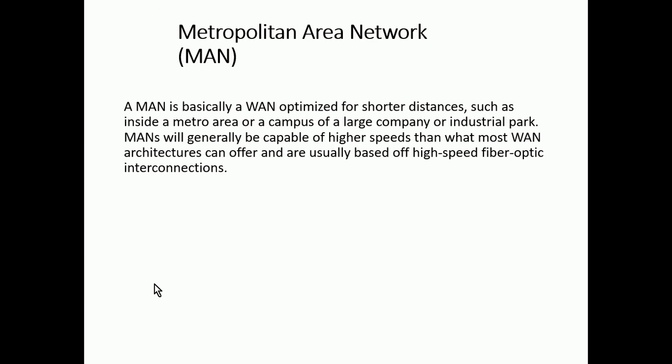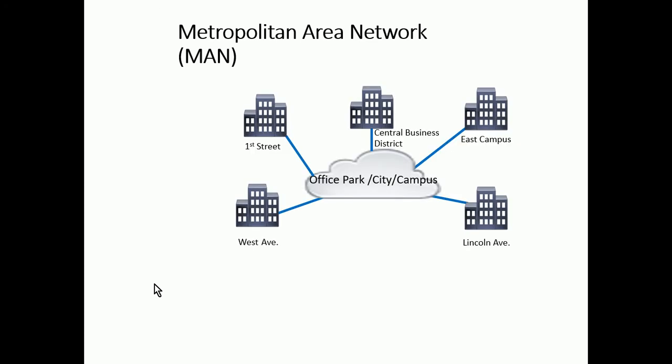And there are even other types of networks, like a metropolitan area network, which could be, for example, a city or a campus or an office park that has many buildings all interconnected. So those would be examples of metropolitan area networks.